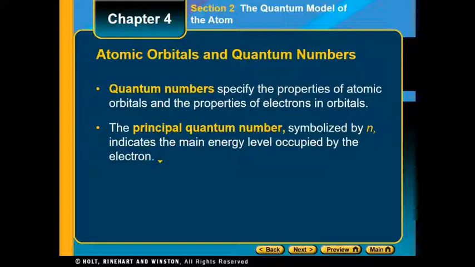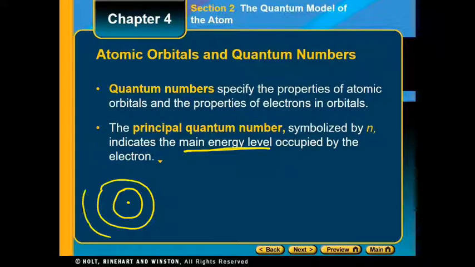So the principal quantum number represents the main energy level occupied by an electron. Again, I'm going to go back to just the very simple Bohr model. There's my nucleus. If we were to just draw out simple orbits, I know that we've moved on to orbitals, but that very first one is going to be the first energy level, n equals 1. The second is n equals 2. The third one is n equals 3. And you can keep moving out from there.